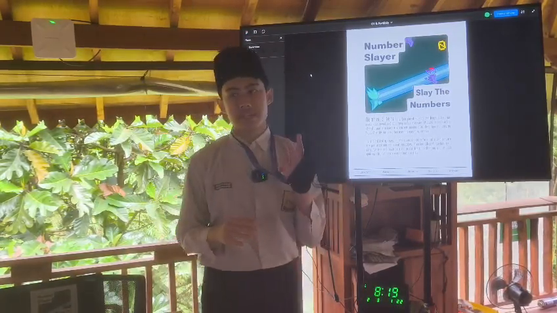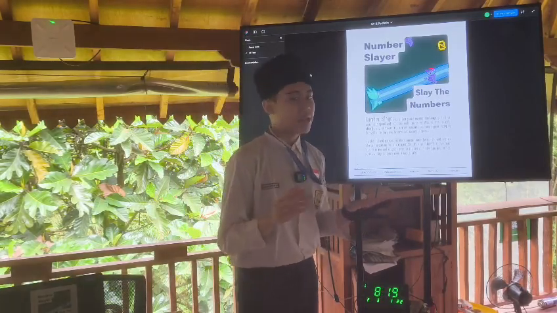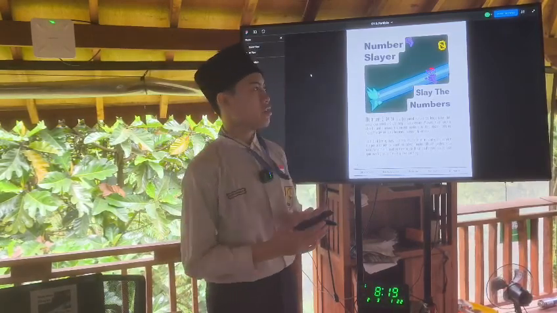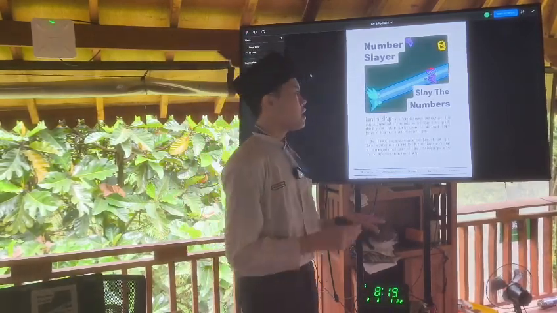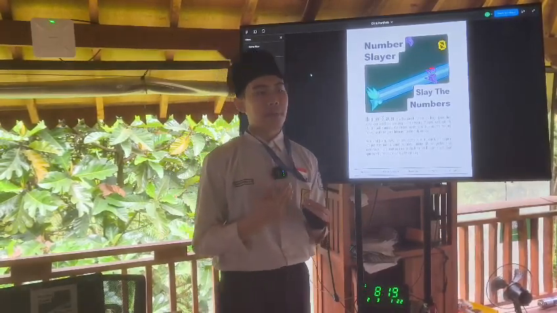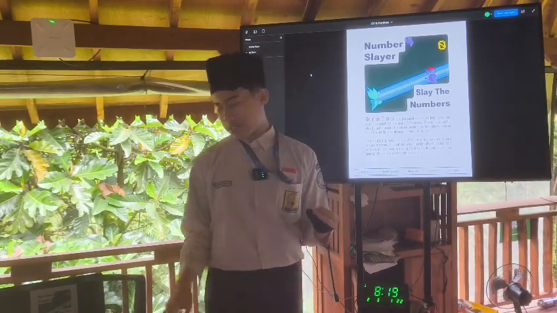So maybe the enemy's HP is 5. If you attack it with positive 5, it will add to 10. But if you attack it with negative 5, 5 plus negative 5 is 0. So it cancels out and the enemy dies. An enemy can have negative HP, so this makes a new challenge and makes it more complicated for the players to play and learn how to count math fast.